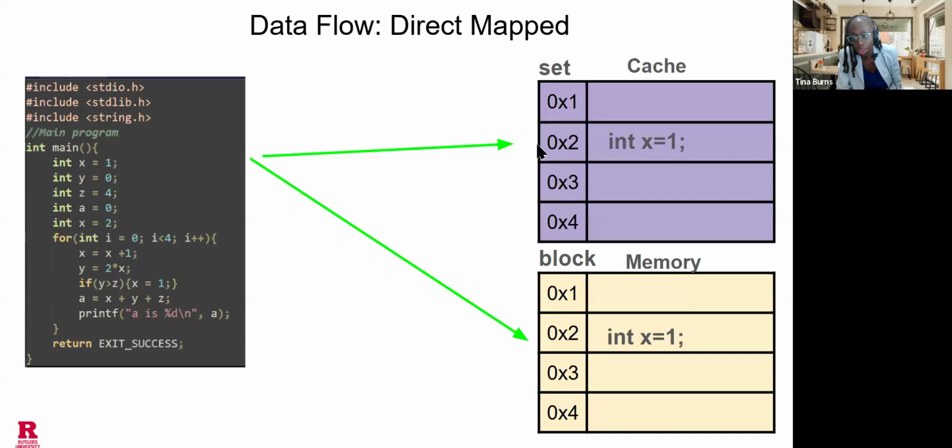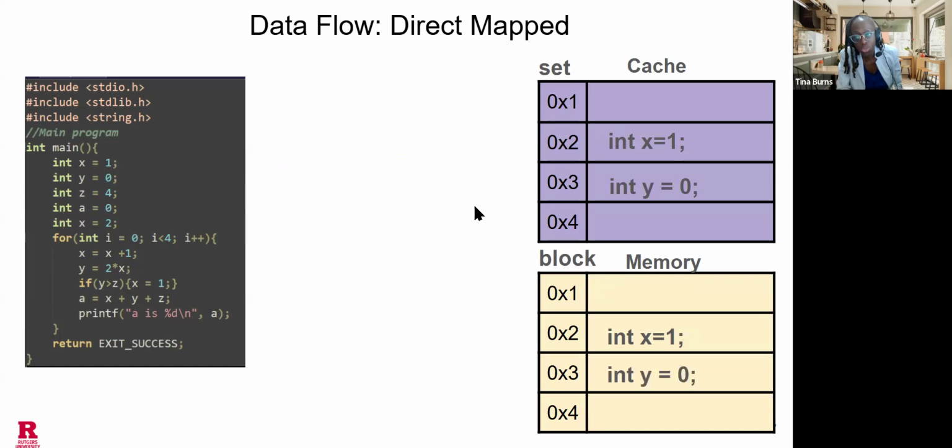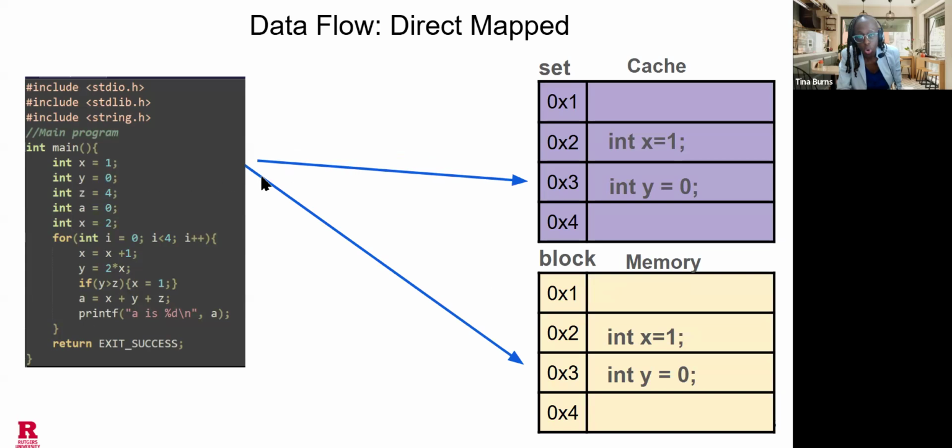This is a one-to-one map. This first item is stored here. That's where it's going to stay, and that's where we're going to keep it. When I go to y is equal to 0, similar thing, where now I'm going to store my y into that next, or that adjacent, item in memory.